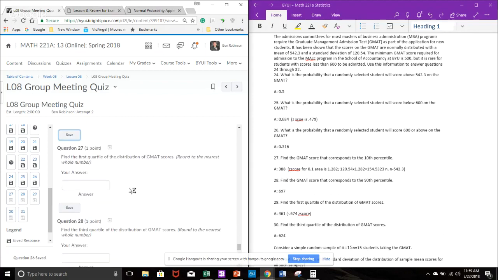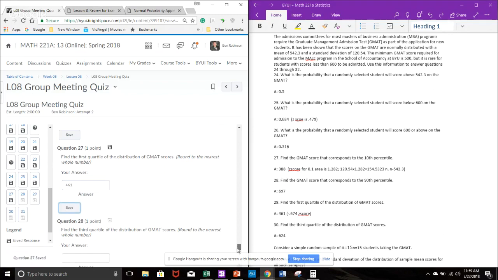Agree. Find the first quartile of the distribution of GMAT scores. That was a z-score of minus 0.674, which equals 461. Yes, I agree with you.